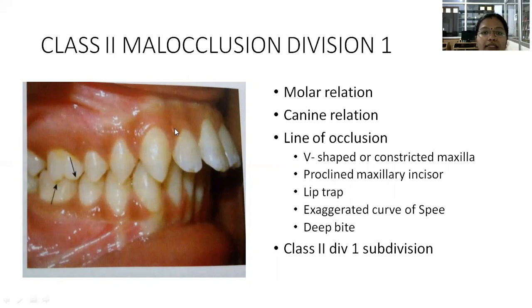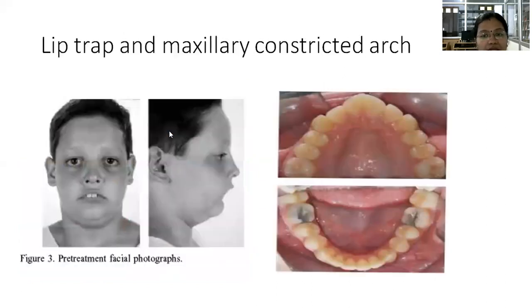So normally in this picture you can see, isn't it? You have your forwardly proclined anteriors, maxillary anteriors. So here you will have a V-shaped arch or a constricted arch. I think I have a picture. Yeah. So here you can see in this picture, the arch is around V-shaped, isn't it? This is the V-shaped arch. So you have your V-shaped maxillary arch.